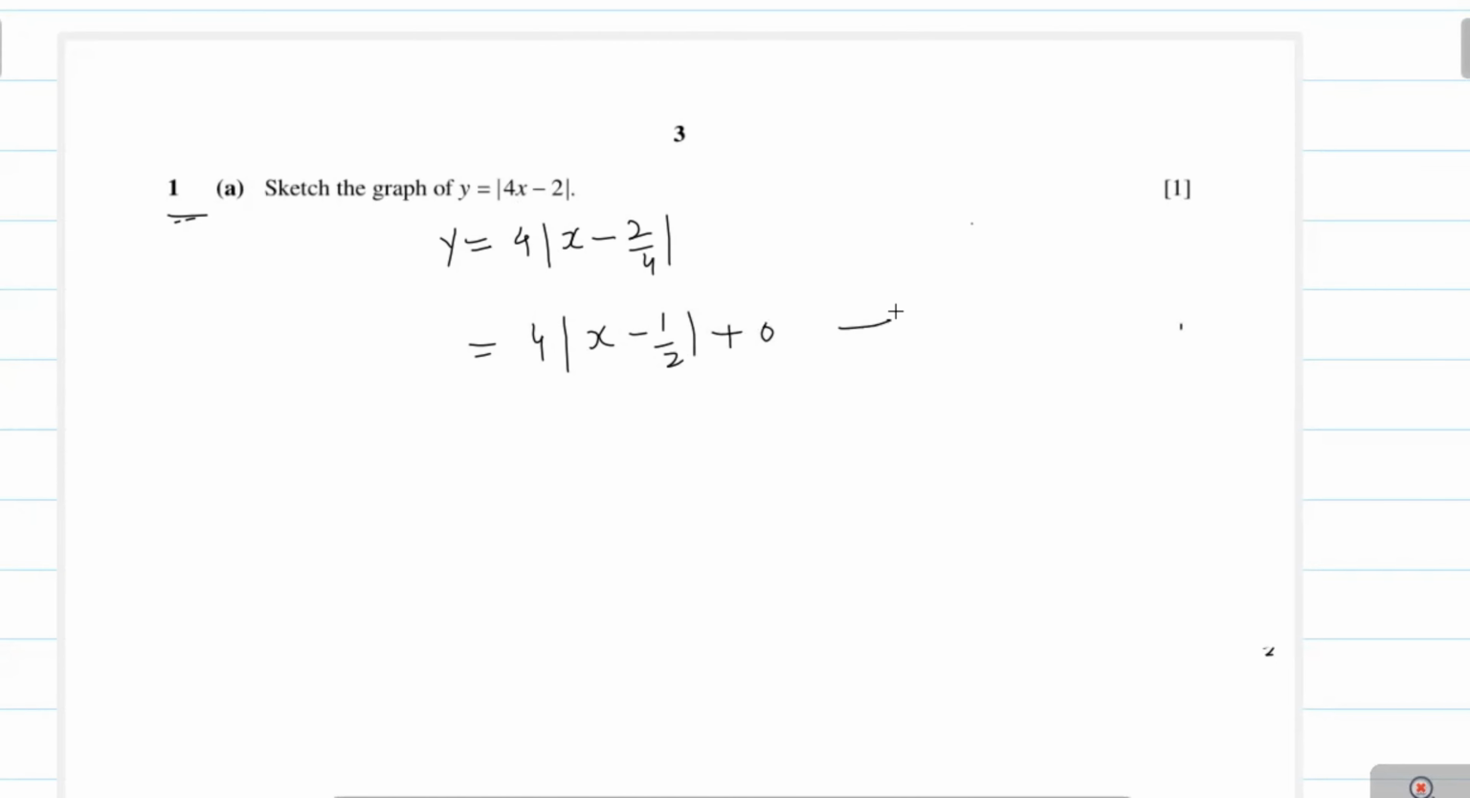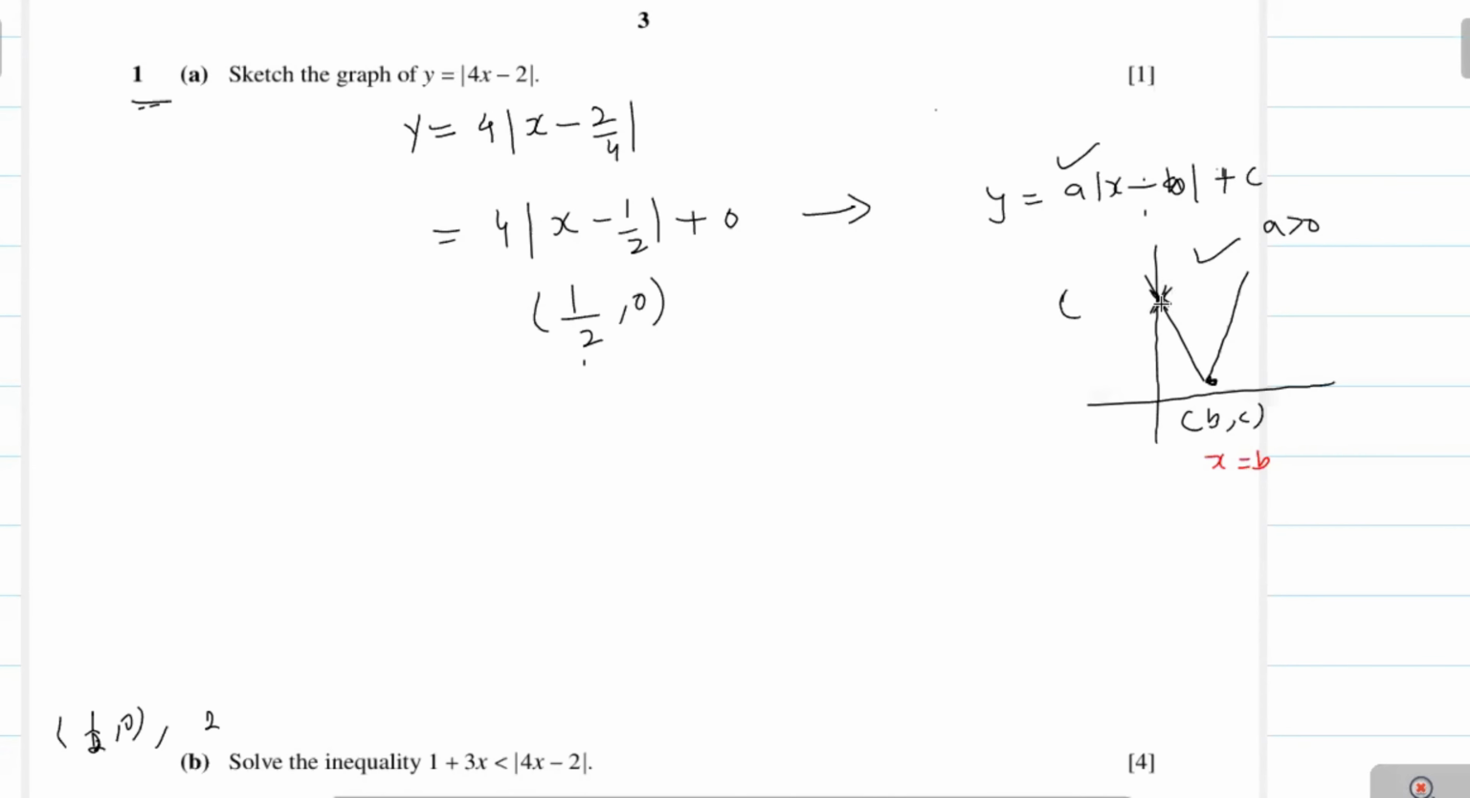When we compare this with y equal to a absolute x minus b plus c, this is an absolute graph, and the shape of this graph is this when a is greater than 0, and b, c is the vertex of this graph. This point intersects the y-axis. We can name it as the y-intercept. This value is 0, d. Now we can draw the graph by comparing with the given graph here.